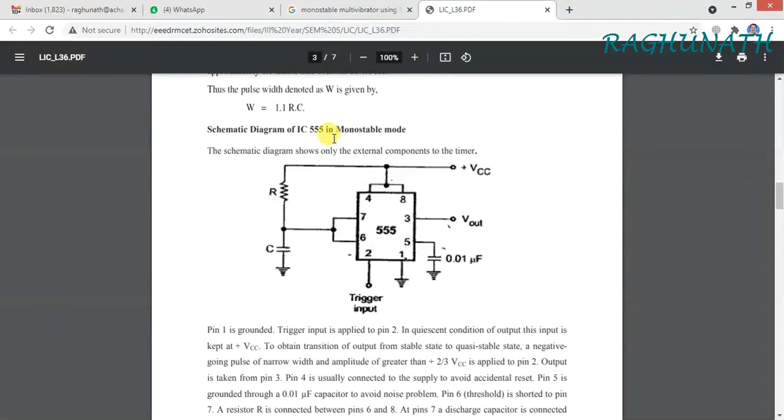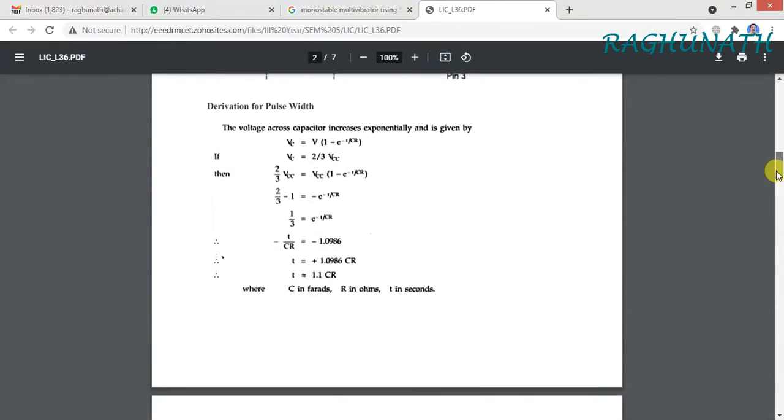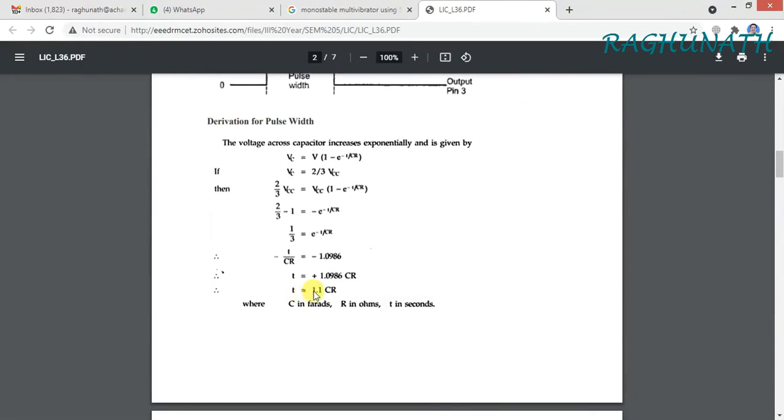So how many stable states does this have? Only one stable state, that is 0 only. Always the output will be 0. Whenever you apply a trigger at pin number 2, if you apply a negative going pulse, at that time the output goes to the quasi stable state, and it will remain there for a period of 1.1 RC. Okay, so for the derivation and all, I think you can see T is equal to 1.1 RC.